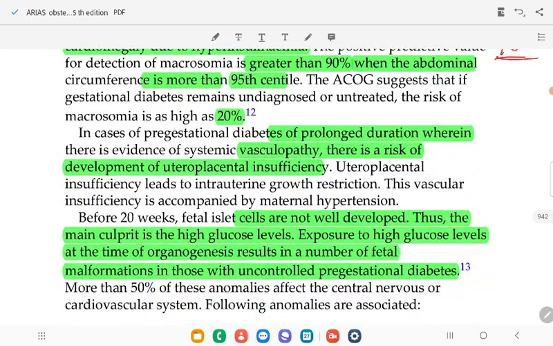In case of pre-gestational diabetes of prolonged duration, wherein there is evidence of systemic vasculopathy, there is a risk of uteroplacental insufficiency. Uteroplacental insufficiency leads to intrauterine growth restriction. This vascular insufficiency occurs with maternal hypertension.